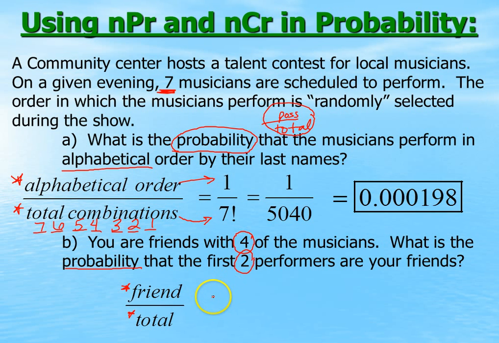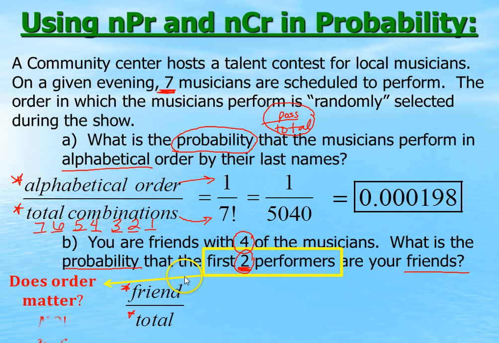Okay, but is this going to be a permutation or a combination? We've talked about both of them. I want to pick two performers, two performers that are my friends. Does it matter which one I pick first? No. So order does not matter, so we're using nCr.